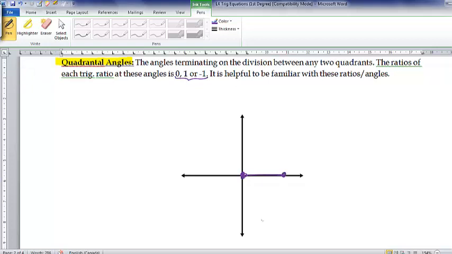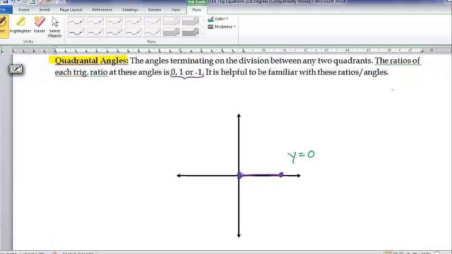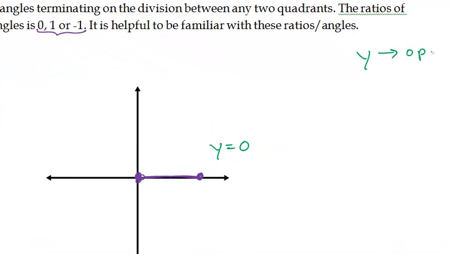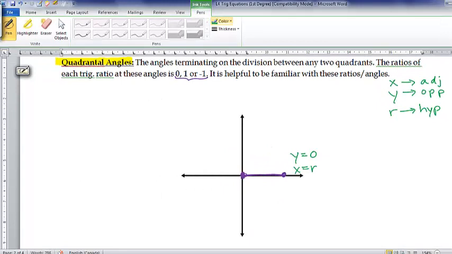So if I'm right on the x-axis, in between quadrants 1 and 4, what I know at this point is that the y value is 0. In other words, the opposite side. So y you can think of as the opposite, x you can think of as the adjacent, and r, the radius, is really the hypotenuse if you draw the circle in. So at this point, y is 0, and x and r are exactly the same. And you can use that information to fill in your ratios.